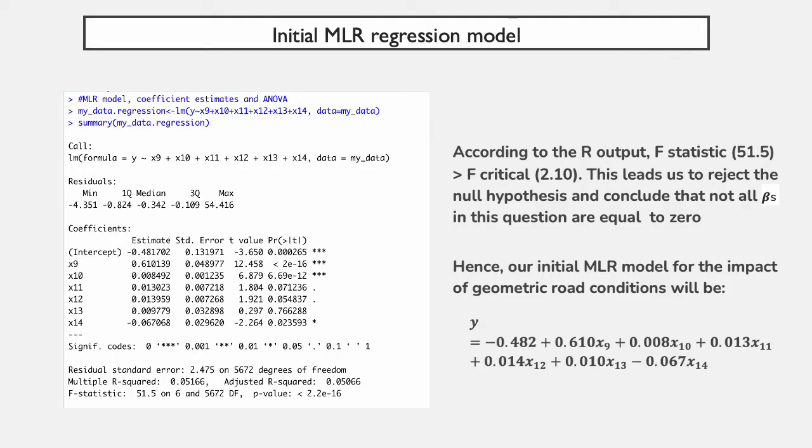So we ran the MLR model. We found that the F statistic is greater than F critical, and hence we reject the null hypothesis and conclude that not all betas in this question are equal to 0. And we have a preliminary MLR model that is presented on the screen.